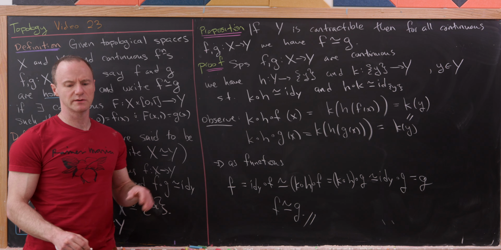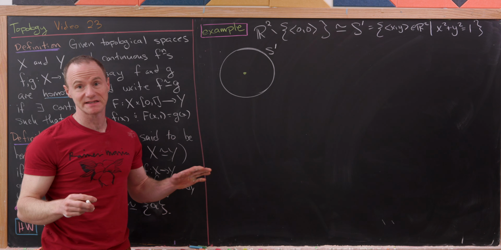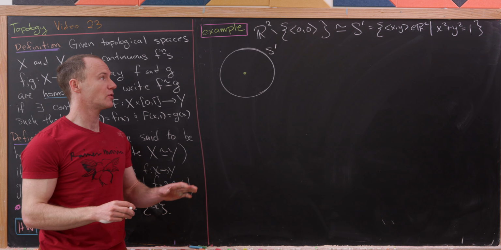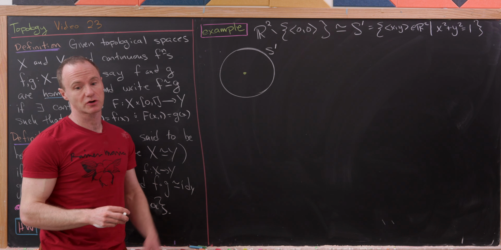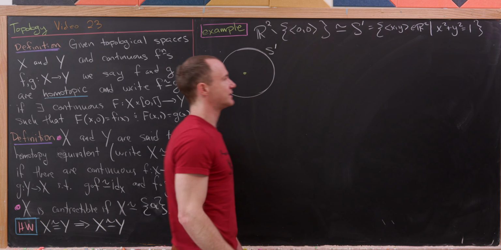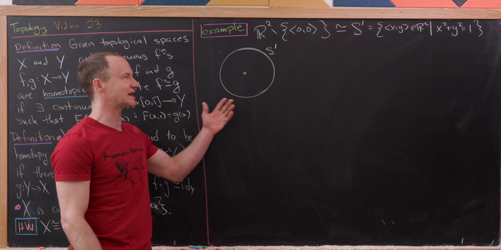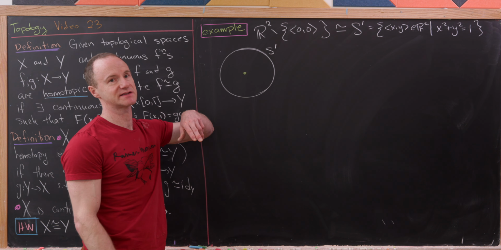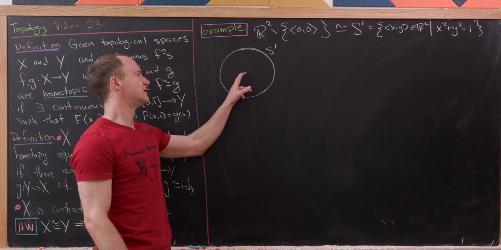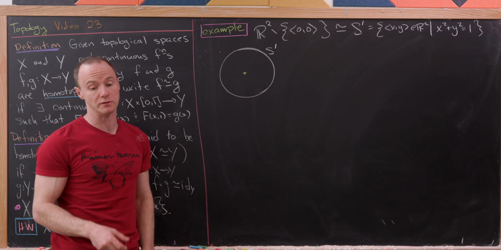Okay, so now let's do an example or two. So now let's show that R2 minus the origin, which is sometimes called the punctured plane, is homotopy equivalent to the circle S1. Recall that S1 is just all points in R2 so that x squared plus y squared is equal to 1. So I've drawn a picture here. Notice that S1 lives in R2 minus this singleton, so we can kind of put it here, and this yellow point would be the origin. We're thinking of that as being removed.